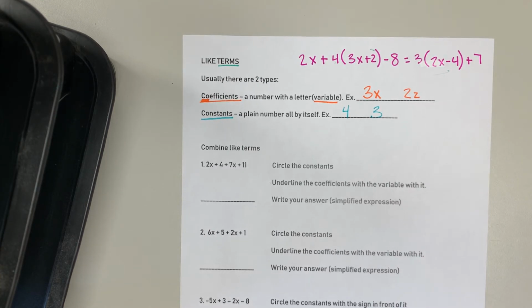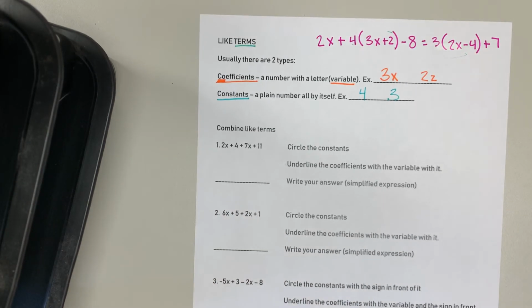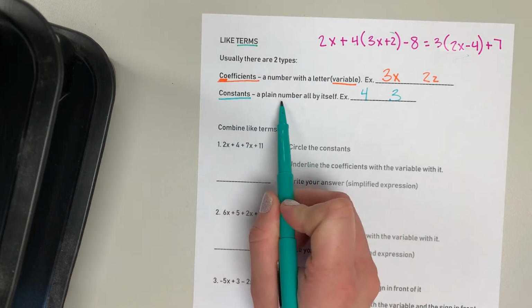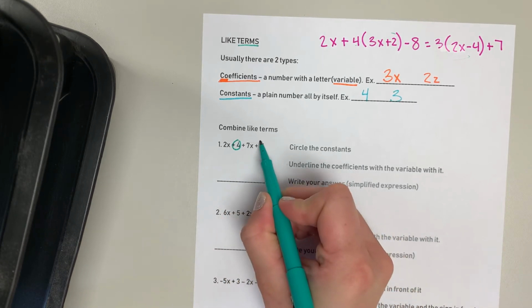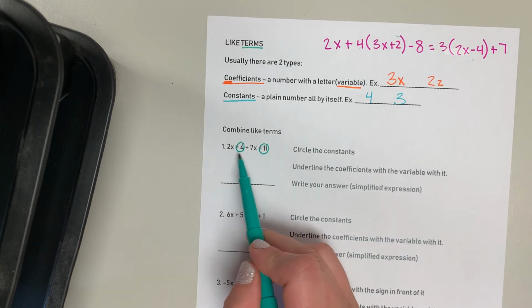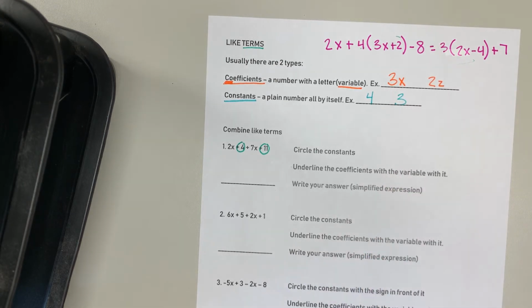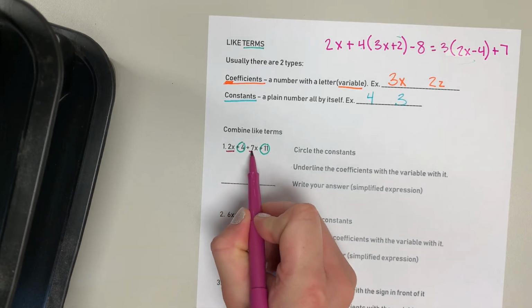So combining like terms. Let's combine some like terms. Let's go ahead and look at number 1. I have 2x plus 4 plus 7x plus 11. So the first thing we are going to do is circle the constants. We'll go back. A constant is a plain number all by itself. So that 4 is by itself, and that 11 is by itself. And you always take the sign that is on the left. So notice that I included the plus signs on both of those. So underline the coefficients. Remember, coefficients are numbers with variables side by side. So underlining the coefficients with the variable, that 2x and that 7x.